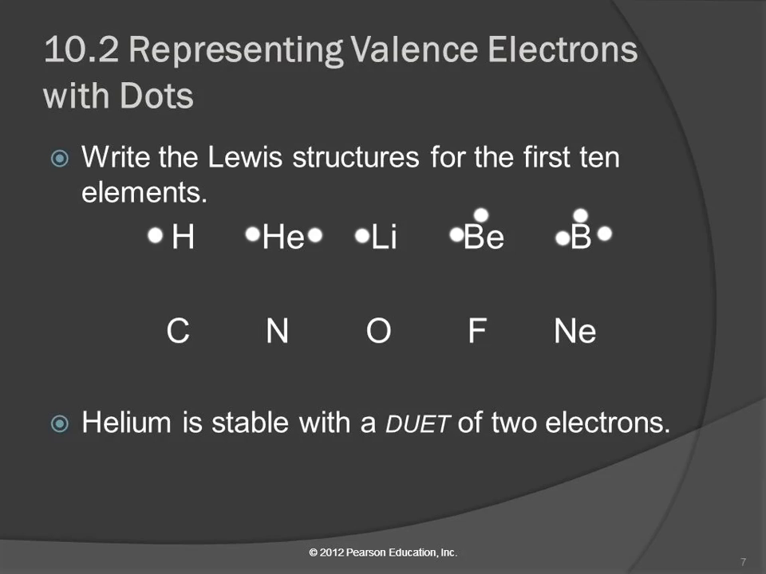Carbon has how many valence electrons? 4. So we're going to put 4 dots. Nitrogen has 5 valence electrons. So now we're going to have 1 on each side, and then somebody has to be paired up. You can put the pair anywhere, top, bottom, right, or left, doesn't matter. Here's oxygen, 1, 2, 3, 4, 5, 6. Fluorine has 7, 1, 2, 3, 4, 5, 6, 7. I just anticipated. Neon has 8.